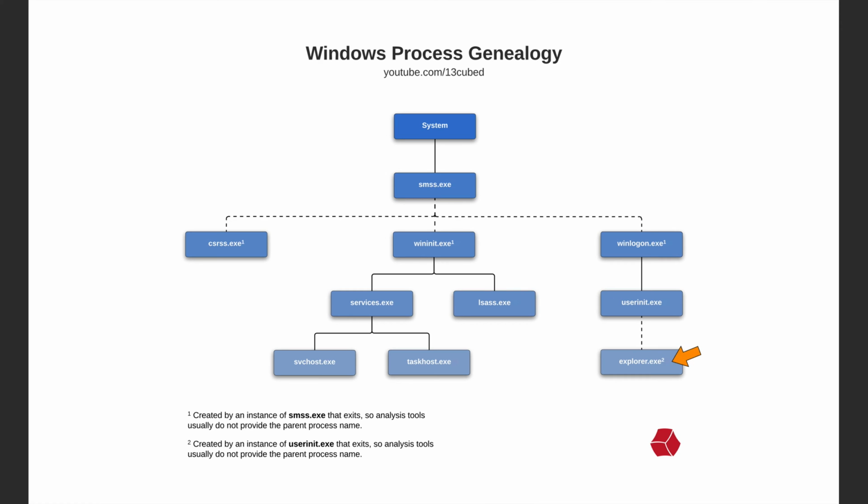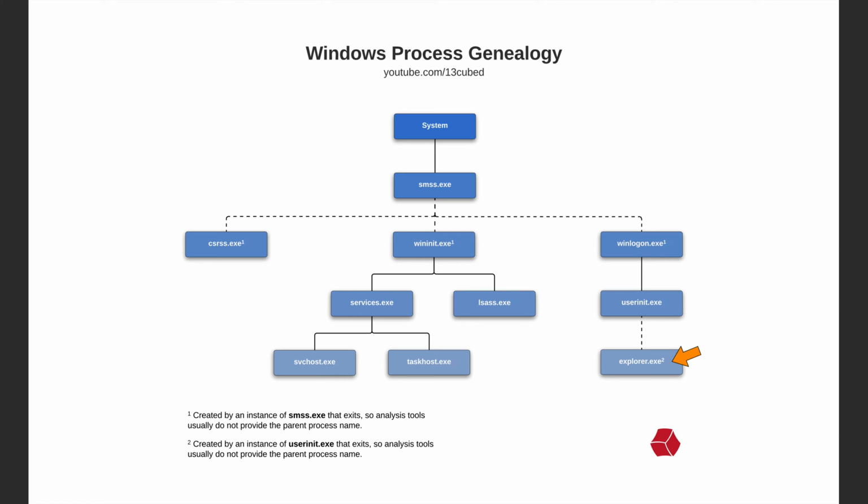And lastly, we have explorer.exe, which has an expected image path of %SystemRoot%\explorer.exe. You'll note that it's the only process we've discussed thus far that's not in System32. Its parent process is userinit.exe, but just like csrss.exe, wininit.exe, and winlogon.exe, you'll note that it has a superscript indicating that it's created by an instance of userinit.exe that exits. So just as with those three processes, our tools usually do not show a parent process name.